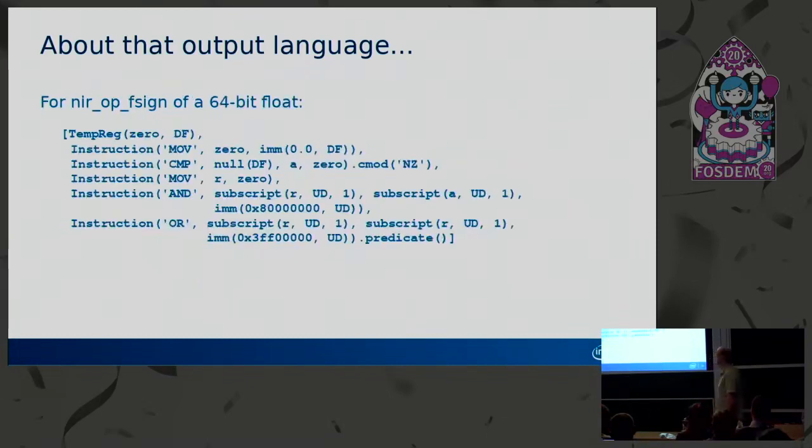So here's how the output language looks as the list of Python objects. This implements the fsign instruction for 64-bit floats. I picked this one because it hits almost everything that the output language can support. The first thing it has is it declares a temporary register, because in this sequence of instructions it's going to generate a temporary value. Then it has an instruction that loads that temporary register with a double precision float immediate 0 value. It does a comparison that sets the not 0 conditional modifier flag.